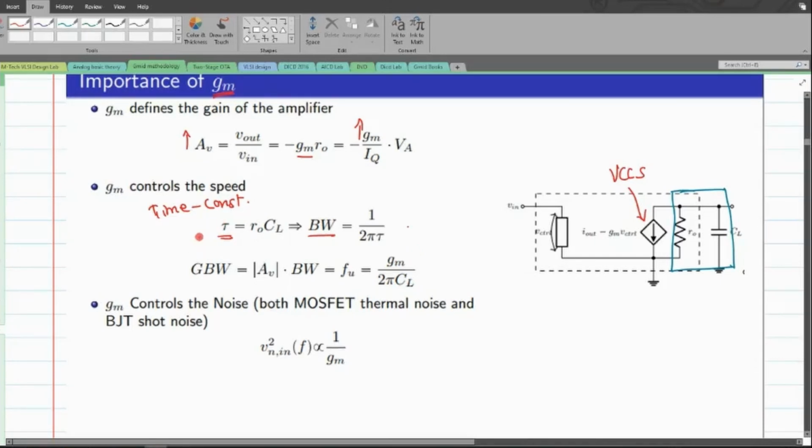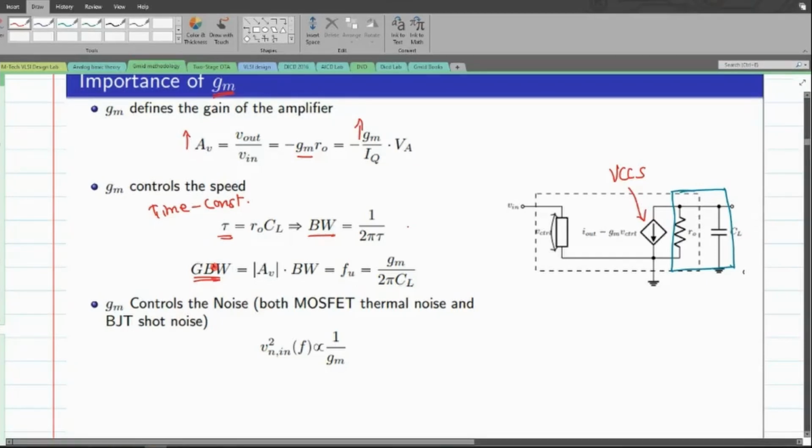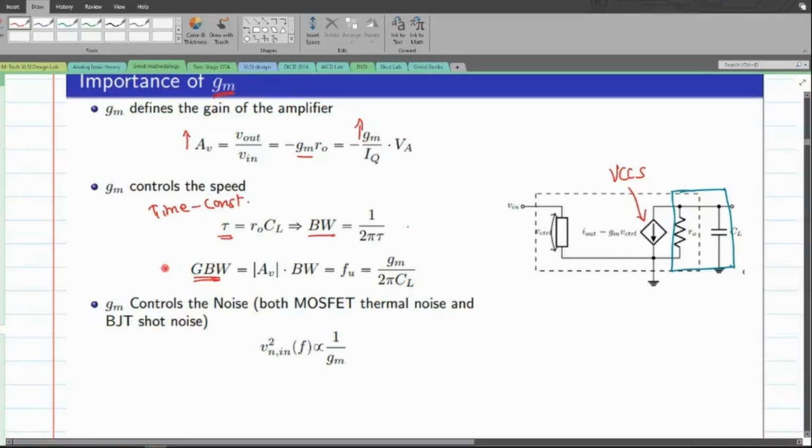What is important when we talk about the speed of the circuit is the gain bandwidth product. This gain bandwidth product, which I have written as GBW, is the most important parameter when it comes to amplifier design, where the amplifier is combined with negative feedback. Whenever we design any amplifier, we always assume that it is going to be attached to some sort of negative feedback. So this is an important parameter for a negative feedback circuit.